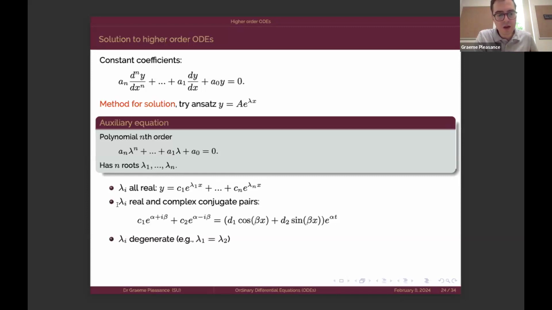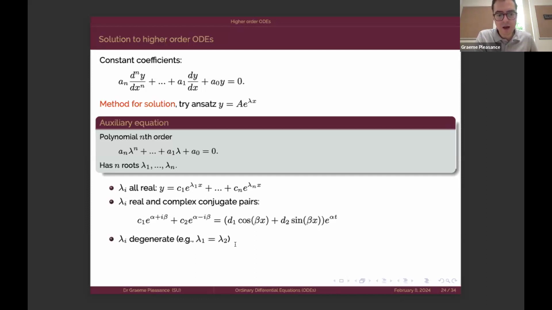So in cases where these lambdas are real, so either they're a combination of real numbers and also complex conjugate pairs, then our solution can be written in the following way. This is just for any two pairs. In the case where two of these roots are complex conjugate pairs, then the corresponding terms in the solution can be rewritten in this way.